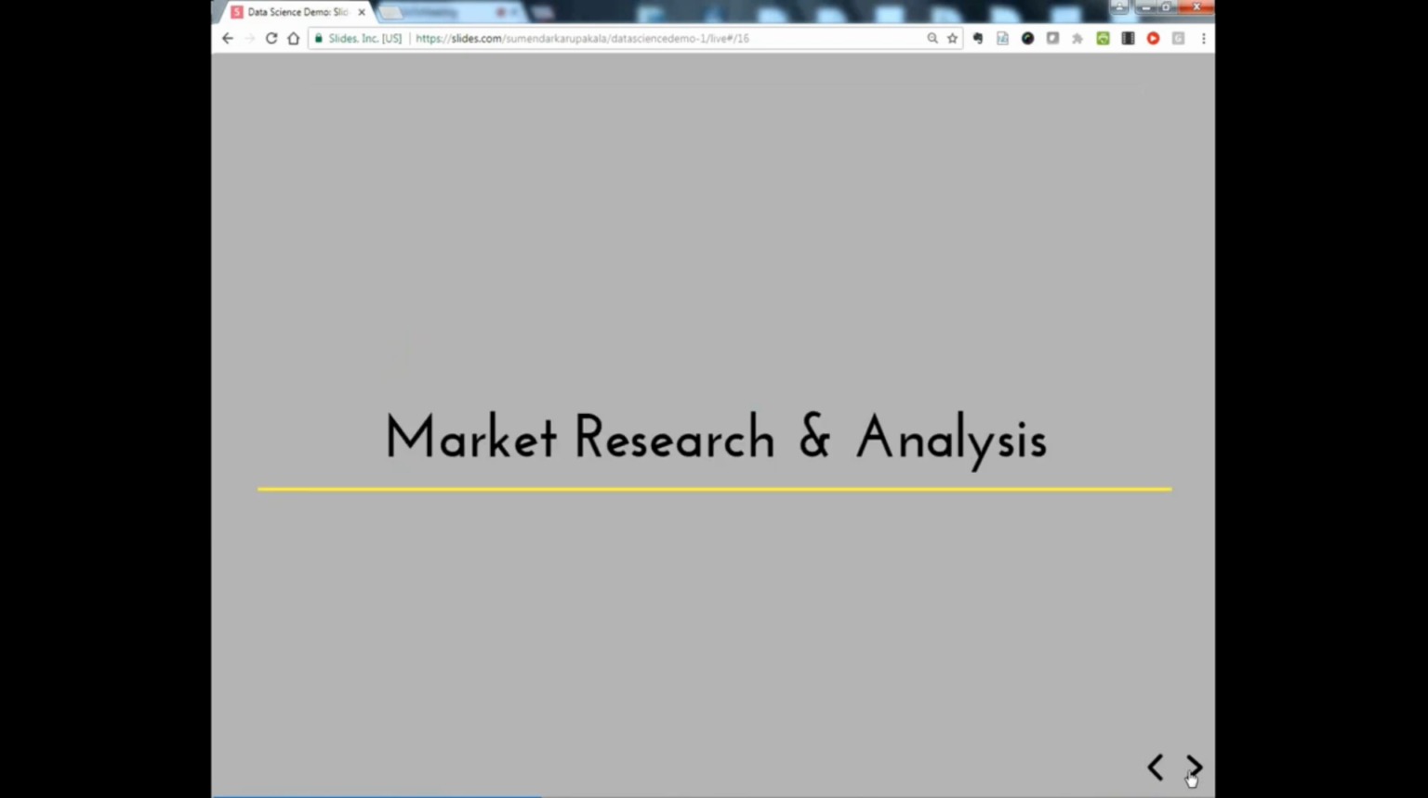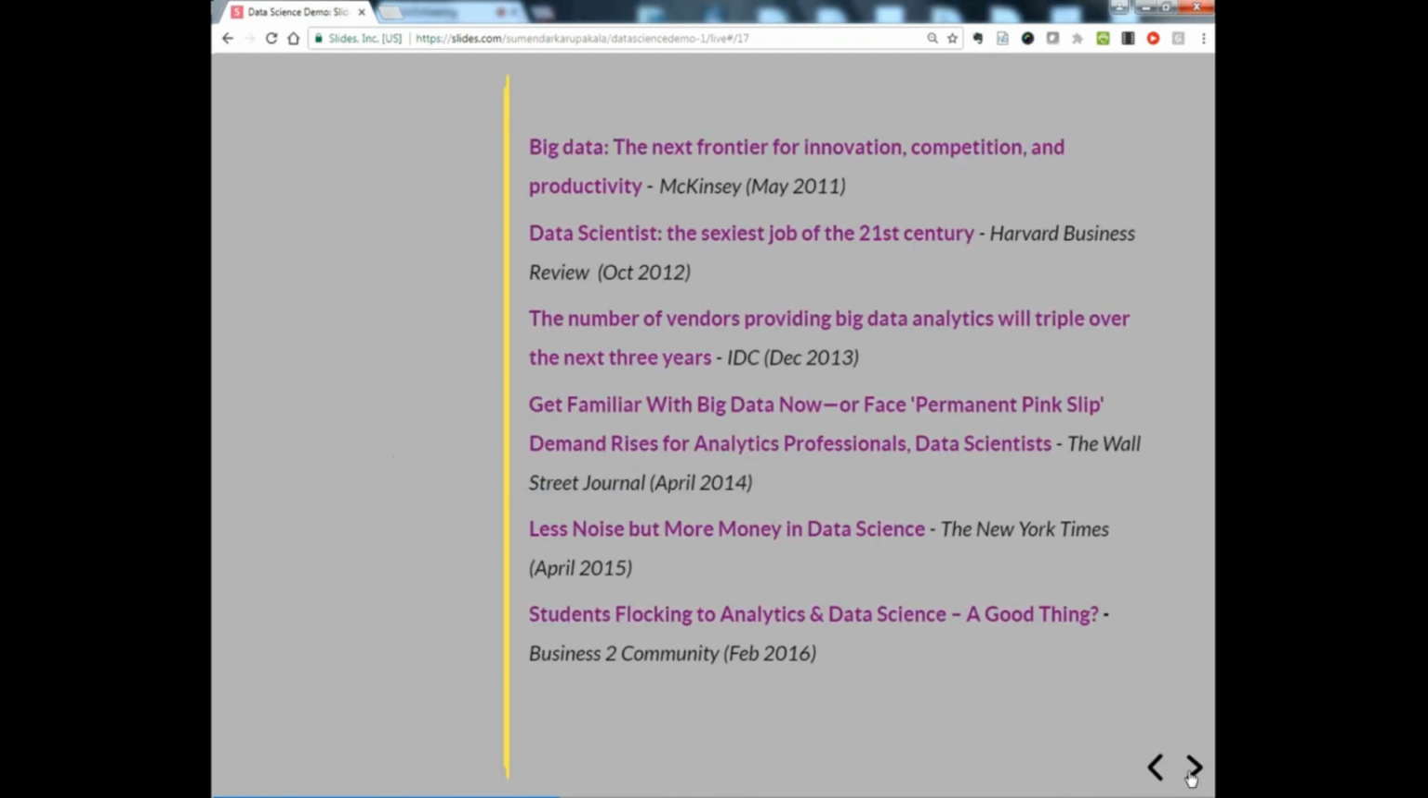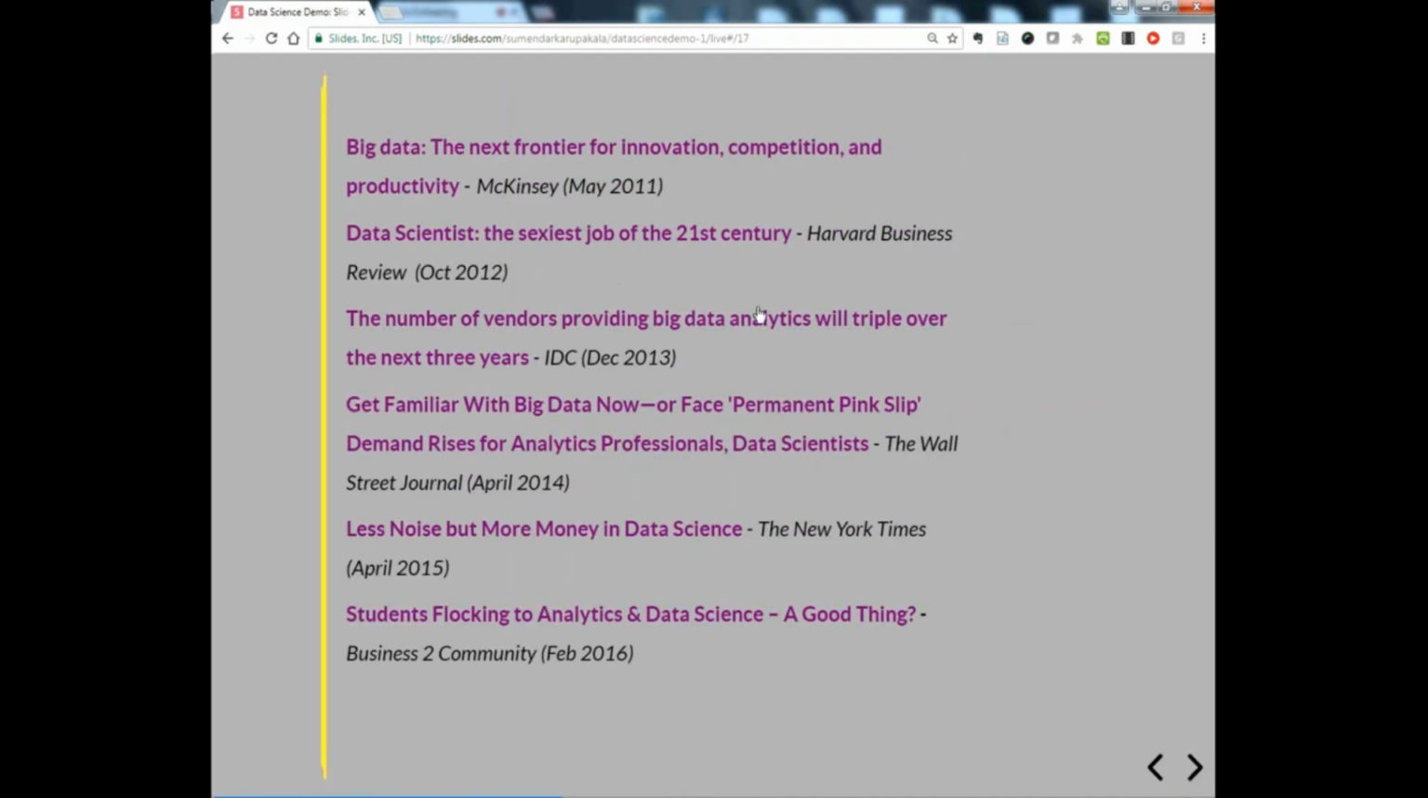Next we'll move on to market research. These are various articles and blogs on how the demand is growing for data science. It started in 2011 with the McKinsey report, which said the next disruptive technology is big data. In October 2012, Harvard Business Review said data scientist is the successful job of the 21st century.